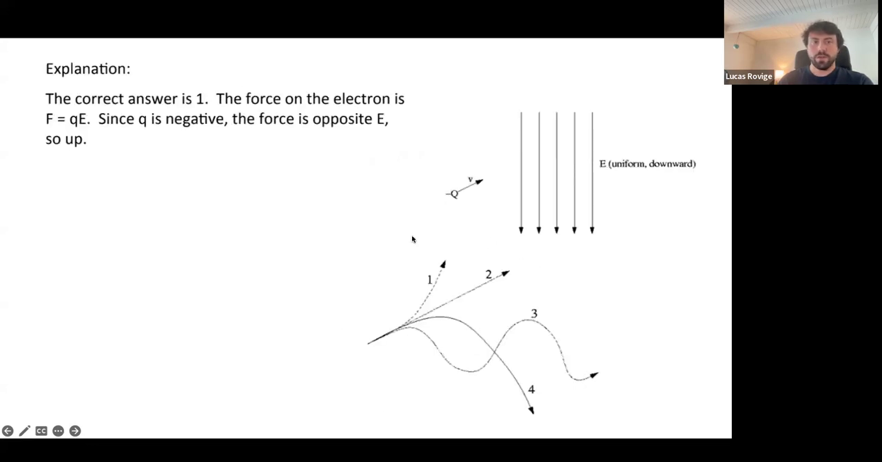Okay, so the right answer is the number 1. And this can be understood if we come back to this: force is equal to the charge multiplied by E, the electric field. Since the charge is negative, the sign of the force will be opposite to the sign of the electric field. So if the electric field is pointing down, the charge will go up because it's a negative charge.